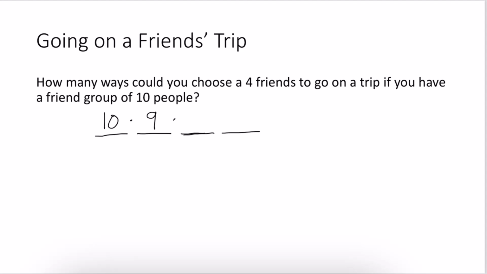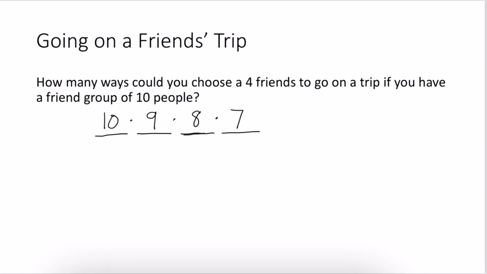And then I have 8 options for the third person who could go on the trip and 7 options for the fourth person. Now, this calculation is going to give me a number that tells me all of the different ways that I could choose these 4 friends. However, in that choice tree, the same group of 4 friends is going to show up a bunch of different times listed in different orders. So like it might show up as ABCD, but then it will also show up as DCBA or BCAD. And there's going to be a bunch of different combinations of the same group of 4 friends.